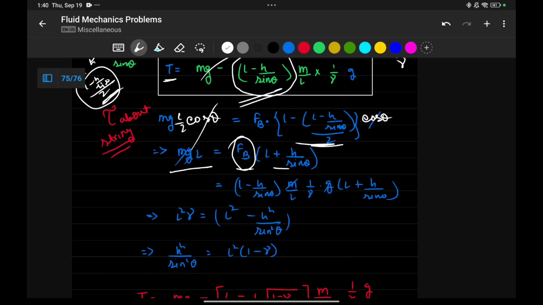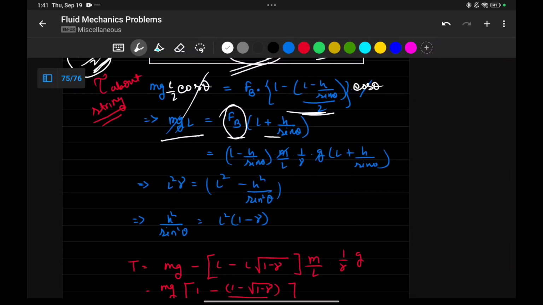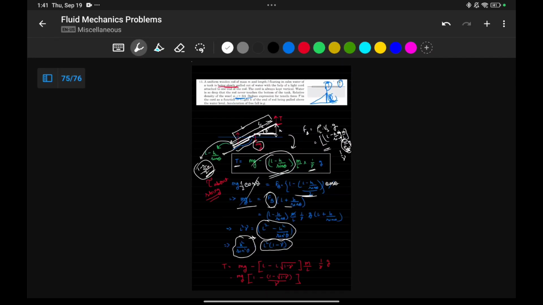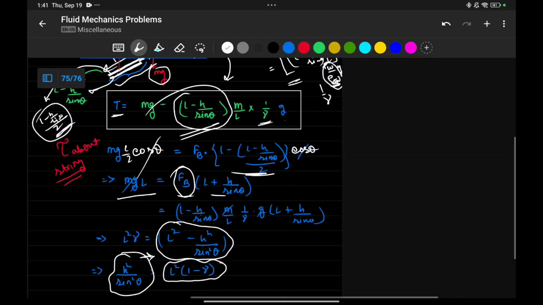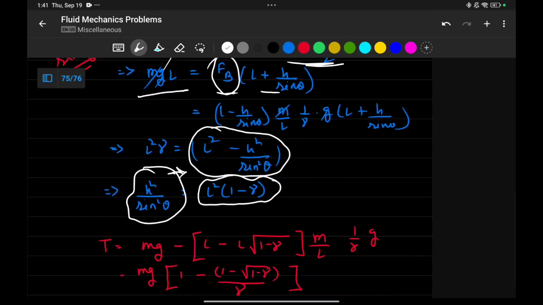Now we have already deduced what Fb is. We have found here that Fb is L minus h by sine theta into m by n into 1 minus 1 by gamma into g. So we put that value here and we get L square minus h square by sine square theta equal to L square gamma, and we get L square into 1 minus gamma equal to h square by sine square theta. So from here we directly replace the value of h by sine theta in the first equation. Sorry, just wait for 6 seconds. And if we put this h by sine theta there, we get this value.